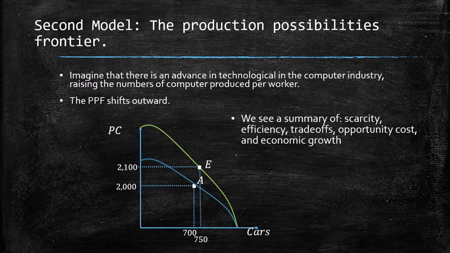So with these two simple models, we see a summary of the first vocabulary that we have already seen in previous videos. We are talking about the scarcity of resources, efficiency, the trade-off, what I have to produce, cars or personal computers, and there is an opportunity cost. So the price of a thing is what you give up to get it. And economic growth, like in this case.